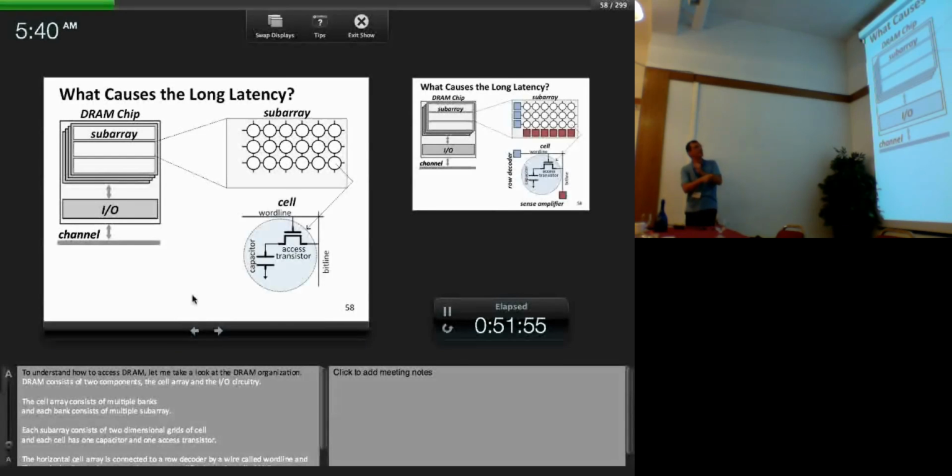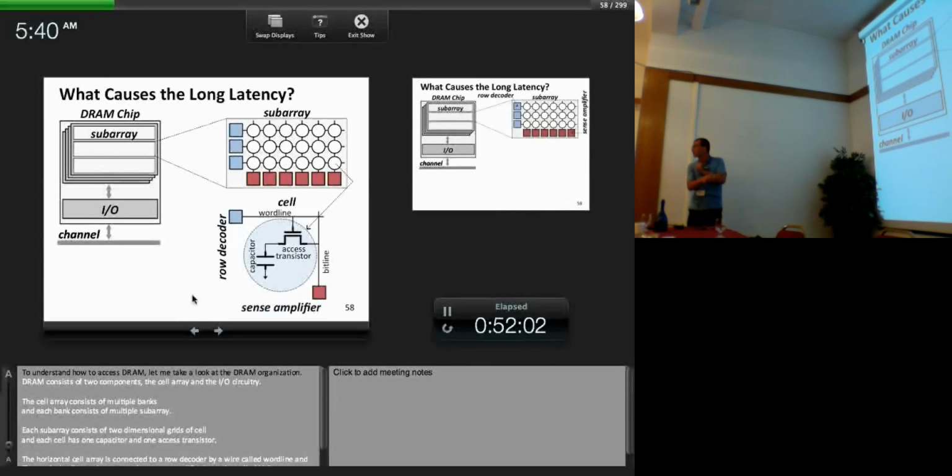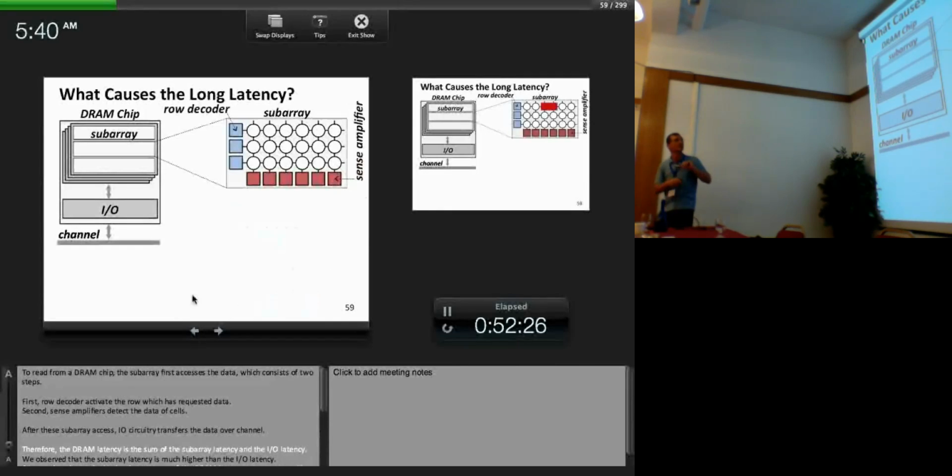And if you look at the subarray, it's a two-dimensional array of cells, and a cell is what you've seen before. And you have the row decoder controlling the word line, and you have the sense amplifiers that the cells are connected to. And each subarray actually has its own set of sense amplifiers. I'm breaking the abstraction that I gave you earlier, and I'm going to break it even more as we go further. So each subarray itself has this row buffer, sense amplifier, because these bit lines cannot be very, very long. That's why the subarray length is actually about 512 to 1,000 cells.